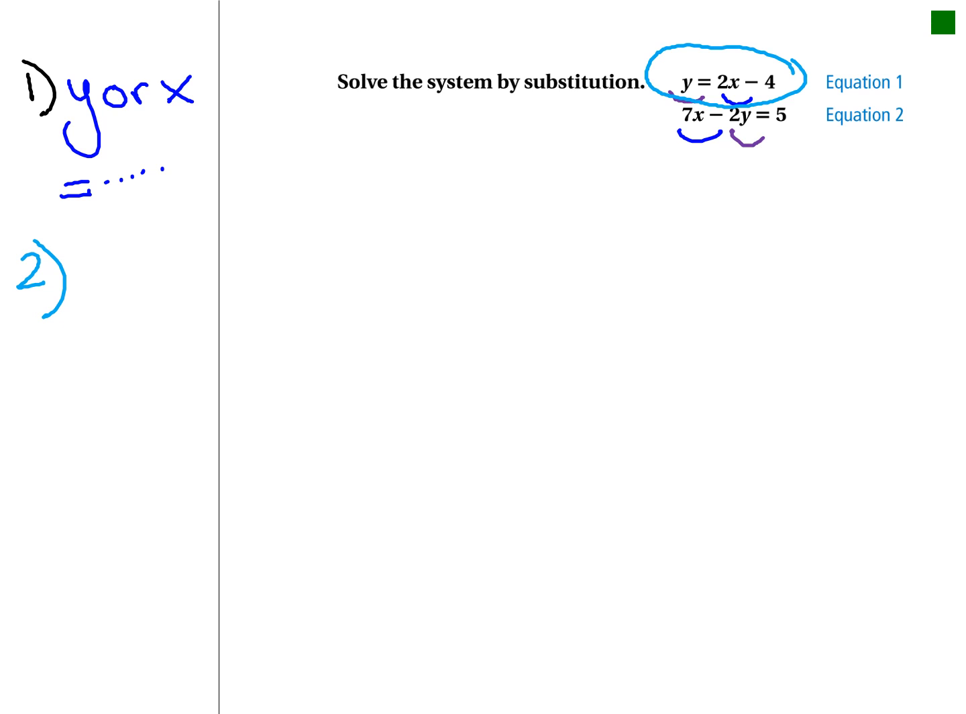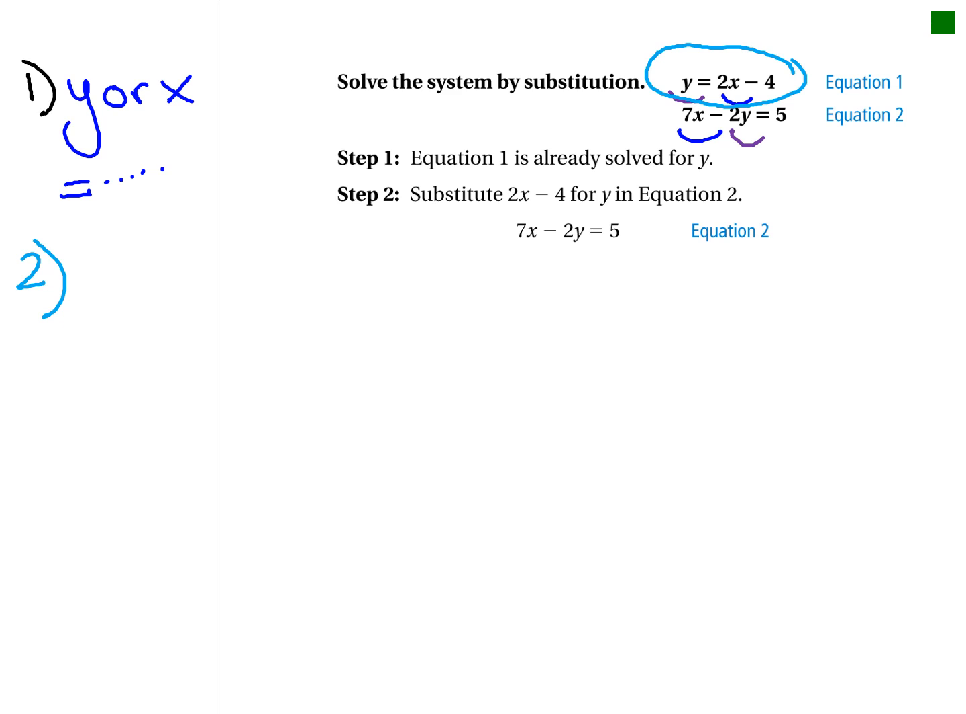Step 2 tells us to substitute the first equation, the first variable, into the second equation. So we are going to plug in what y is equal to into the equation, which will look like this. Here's where you plugged it in. You take our y and plug it in right here. And no, we don't put in the whole y equals, we just put this part because y is 2x minus 4. So we can put 2x minus 4 in for y in equation 2.